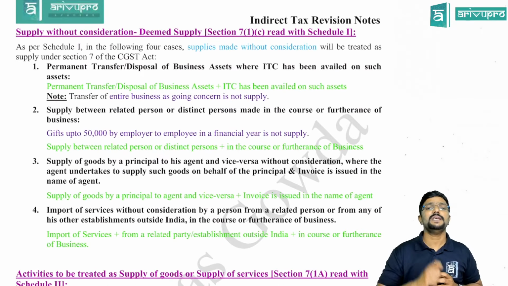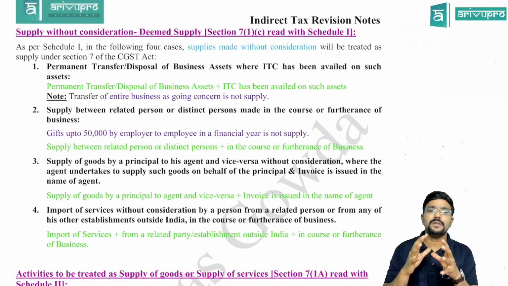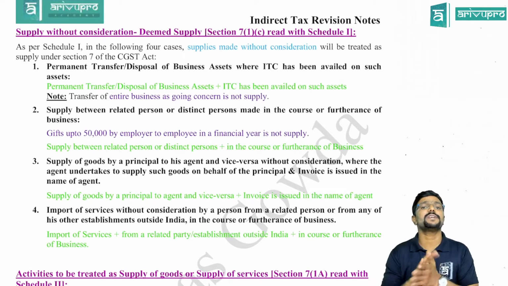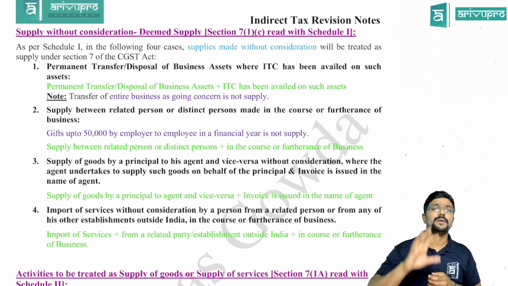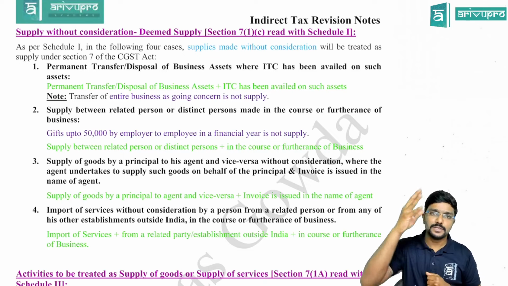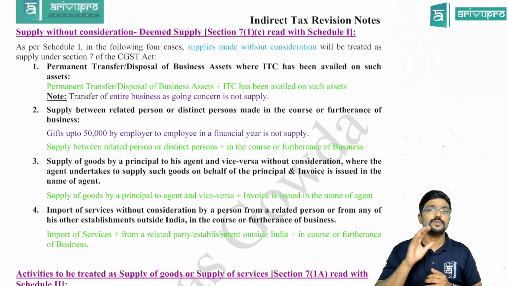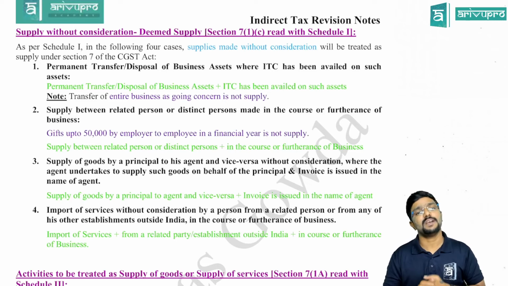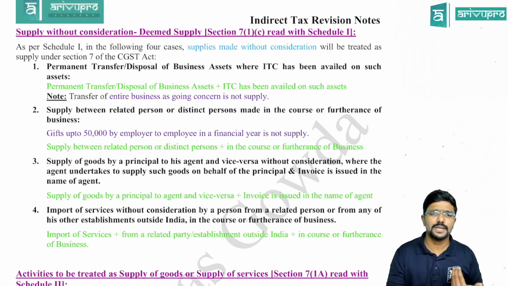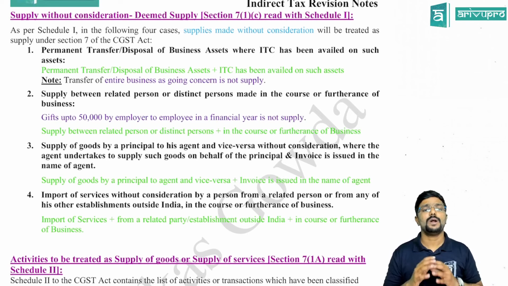Then 7(1)(c) is linking to schedule 1, guys. 7(1)(c) is telling the following activities or services, whichever is referred in schedule 1, even though without consideration, still they are supply. We call them as deemed supply. So there are 4 activities covered here. If these 4 activities, even without consideration, still they are supply. But some conditions are given, only if it is met. Chalo, what are those? One by one.